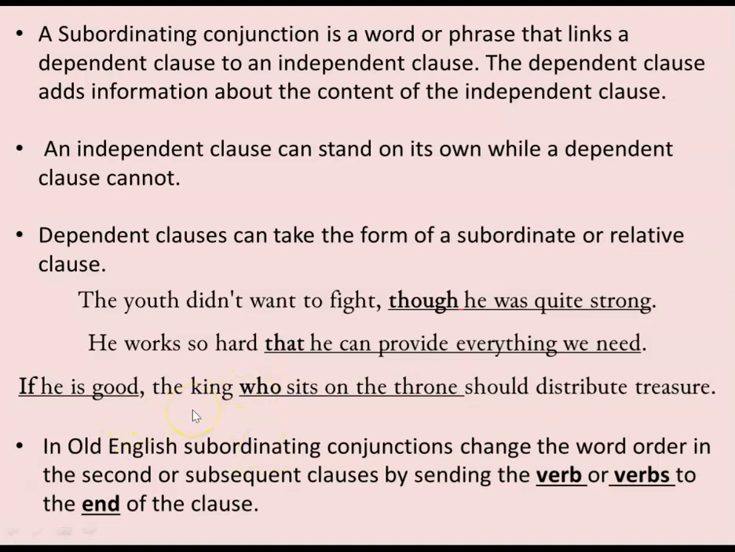In Old English, subordinating conjunctions change the word order in the second or subsequent clauses by sending the verb or verbs to the end of the clause. So dependent clauses send their verbs to the end of the clause. It's a different word order to the independent clause, which could take the form of subject, verb, objects, or other forms. The dependent clause is going to send all of its verbs to the end.